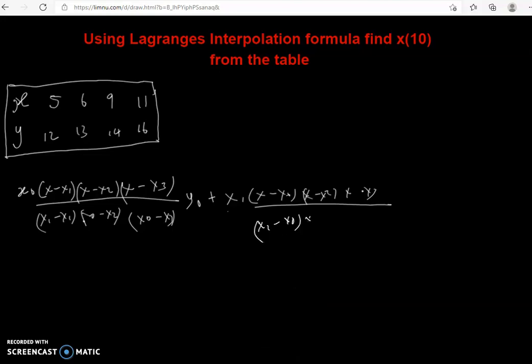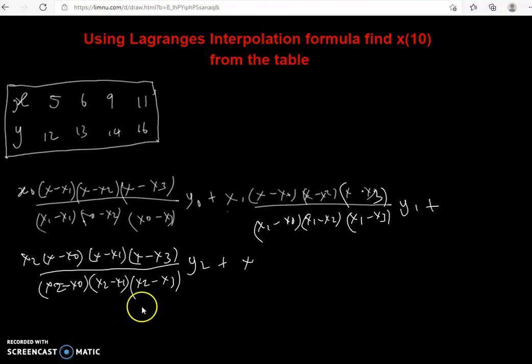You might need to note that we are going to use x0, x1, x2, and x3 since we are having 4 terms. So our x0 term will not have x0 inside it, so it will be x minus x1, then x minus x2, then x minus x3, divided by x0 minus x1, x0 minus x2, x0 minus x3. The final one, since we are having 4 terms, is for x3. We skip x3, so that we have x minus x0, x minus x1, then x minus x2.